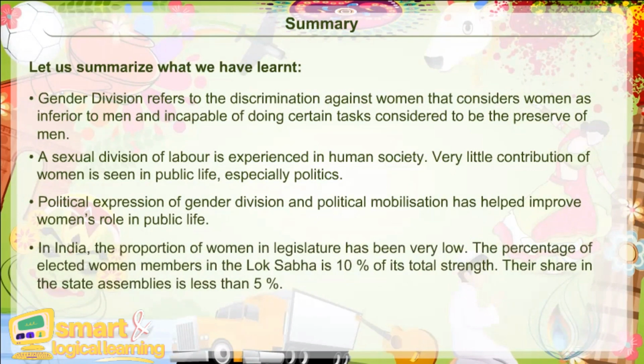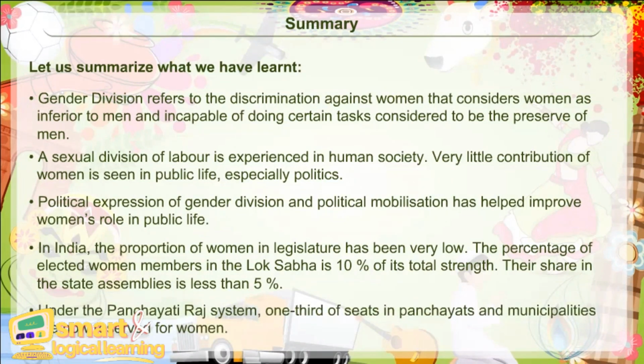In India, the proportion of women in legislature has been very low. The percentage of elected women members in the Lok Sabha is 10% of its total strength. Their share in the state assemblies is less than 5%. Under the Panchayati Raj system, one-third of seats in panchayats and municipalities are now reserved for women.